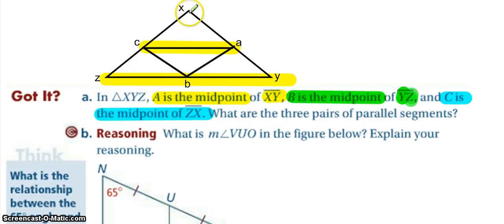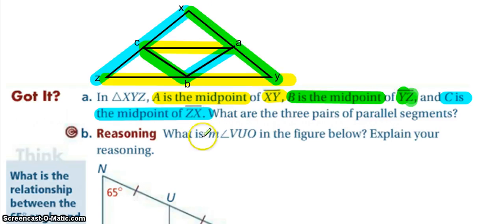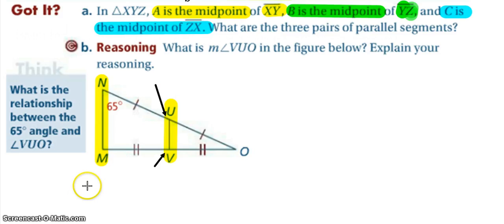I also then can look at this from a different perspective and say the line from A to B will be parallel with the line from X to Z. And likewise, I could say that this line from C to B is going to be parallel to the line from X to Y.